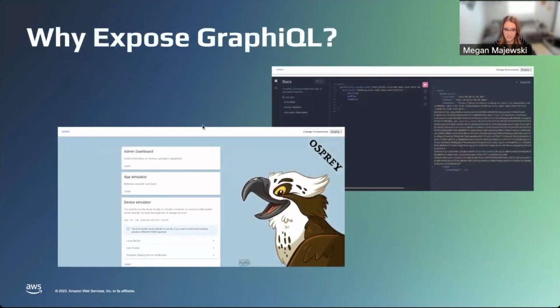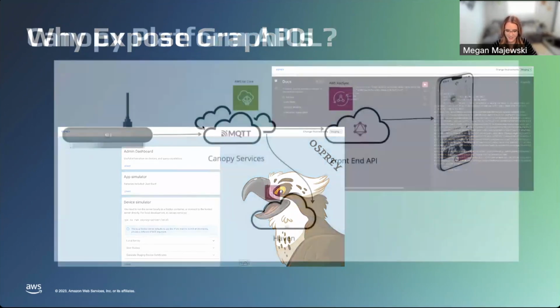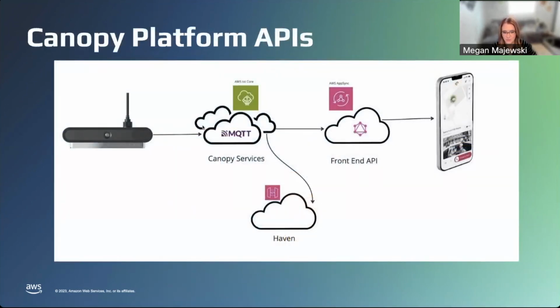I now want to talk about why I'm giving the talk on exposing a GraphQL API. Just switching back one second, I did mention that Canopy Services is our brains of the application from a platform perspective. Most of our logic and business rules live there. But what we'll be focusing on today is exposing a GraphQL Explorer, more on the front end side of this diagram on the right.